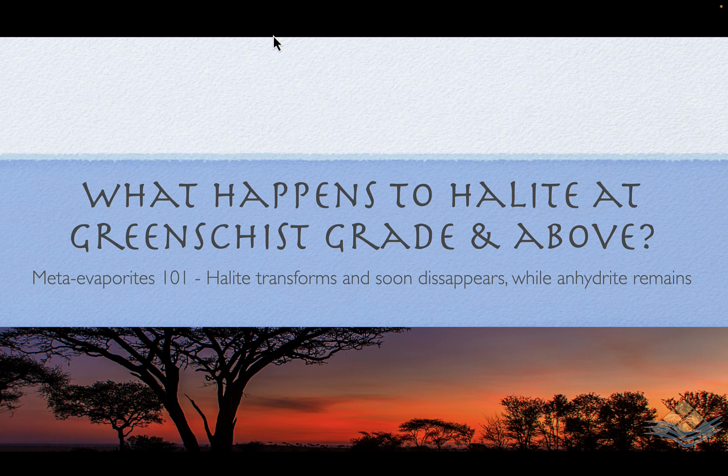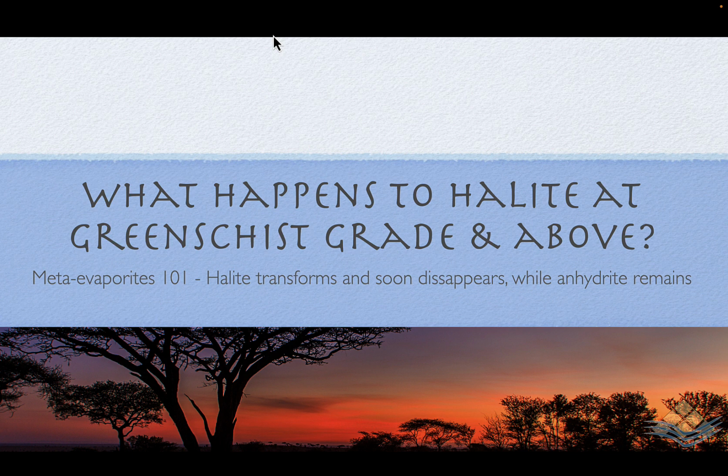Well, what happens to halite is fairly early on in the greenschist realm, certainly by temperatures of 250, 300 degrees, halite starts to transform, and very soon it disappears into a range of metamorphic alteration products, quite often sodic products, including sodic scapolite, whereas anhydrite tends to remain behind. Anhydrite is stable up to temperatures of 1200 degrees centigrade.